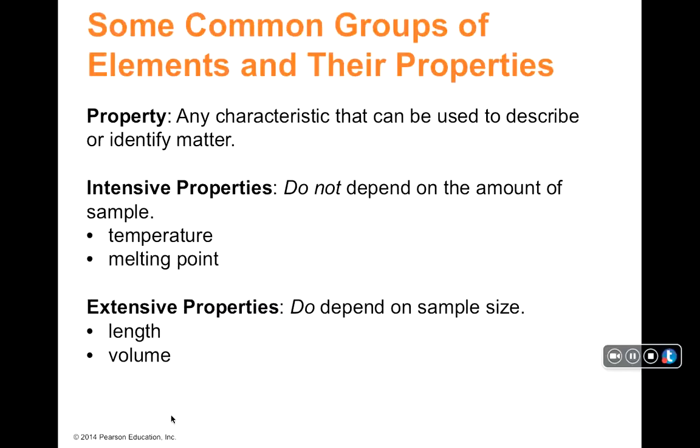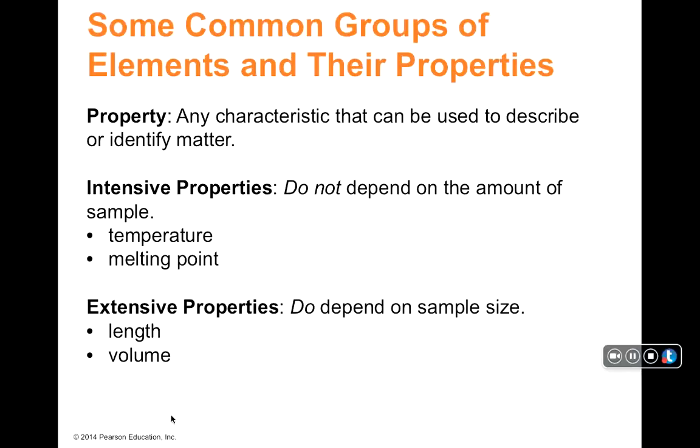So some common groups of elements and their properties. I'm not going to ask you individual properties for groups, but you should be aware of just this general information. So a property is something that we use to describe or identify matter. We break that up into one of two types, intensive or extensive properties.